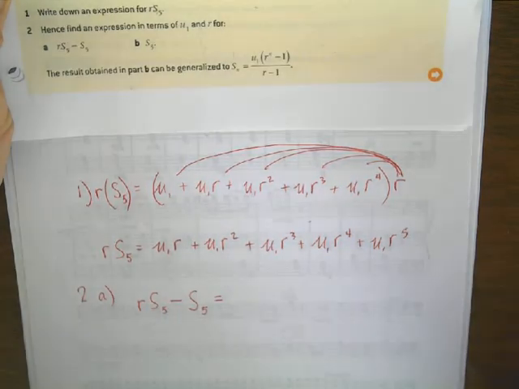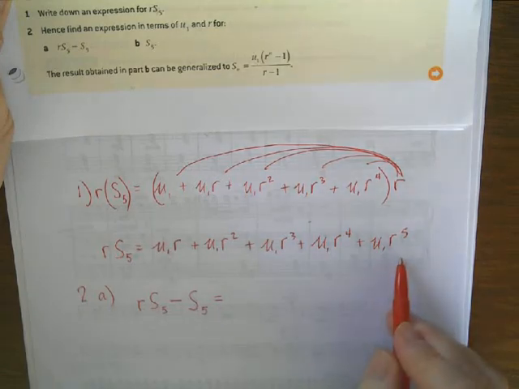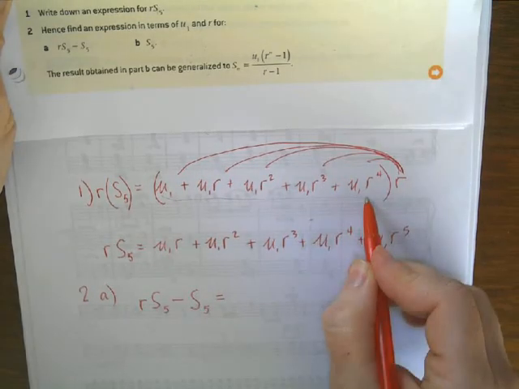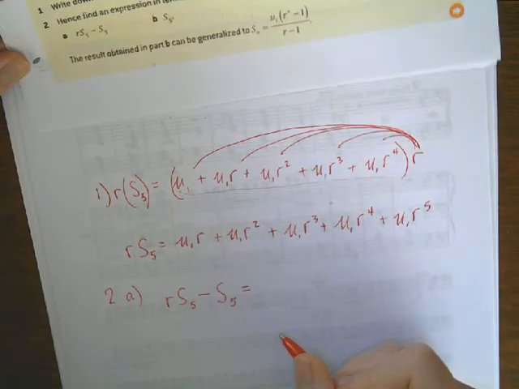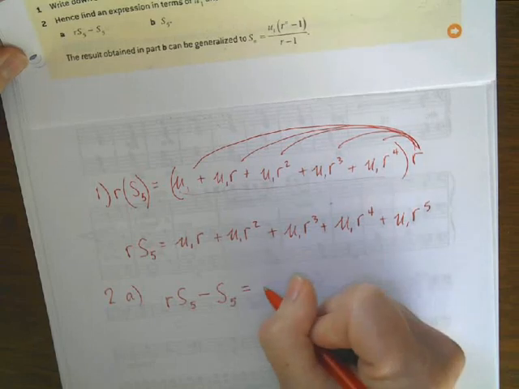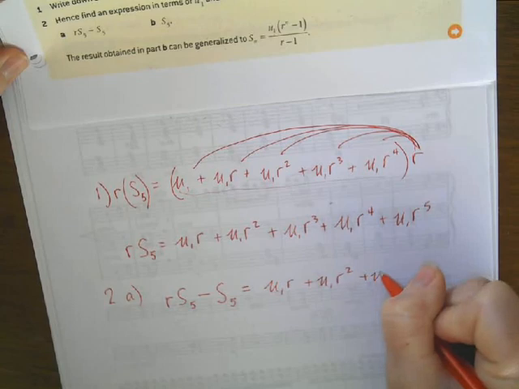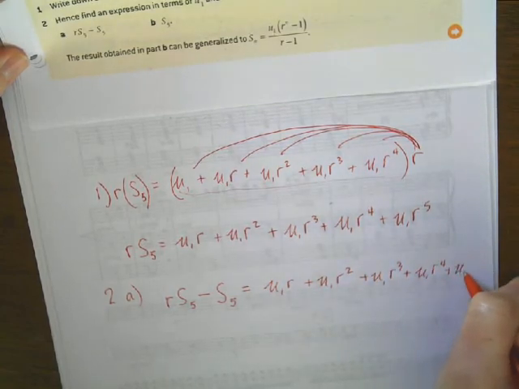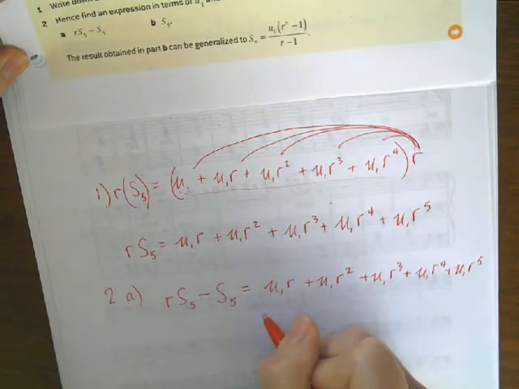I'm going to have this, which is all of this, and I'm going to subtract the sum of the first 5 terms, which is this. I'm going to stack them. So this is the first one: u sub 1 r plus u sub 1 r squared plus u sub 1 r cubed plus u sub 1 r to the 4th plus u sub 1 r to the 5th. And now I'm going to subtract this one, putting it underneath. I'm going to subtract all of this.